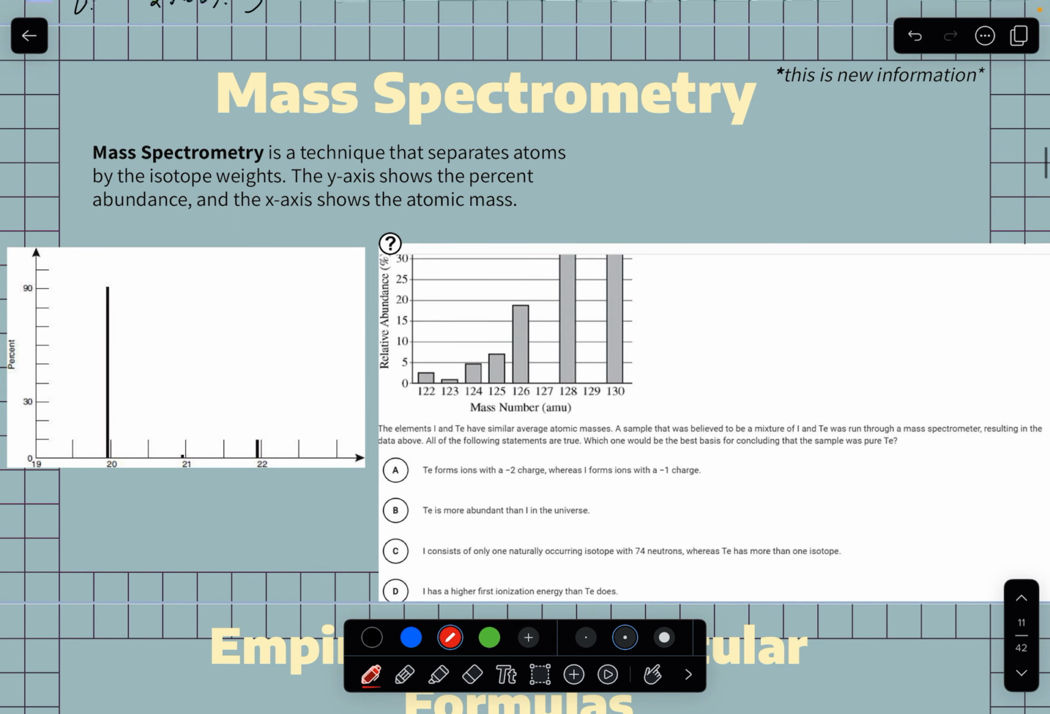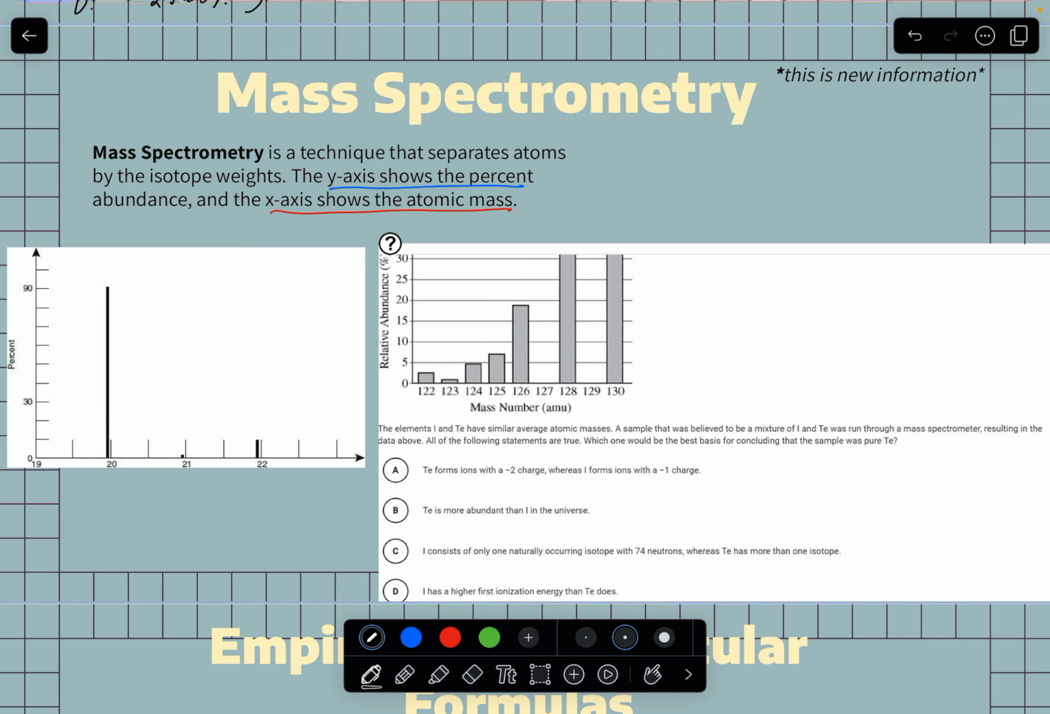All right, mass spectrometry. This is one of our new topics in this unit. Mass spectrometry is a technique that separates atoms based on the isotope weight. This is a large instrument that's used in research or in industry, and it shows us a graph with the isotopes. The y-axis is our percent abundance. The x-axis is the atomic mass. That's what we've been talking about this whole time. Nothing's new. It's just going to be displayed on a graph visual.